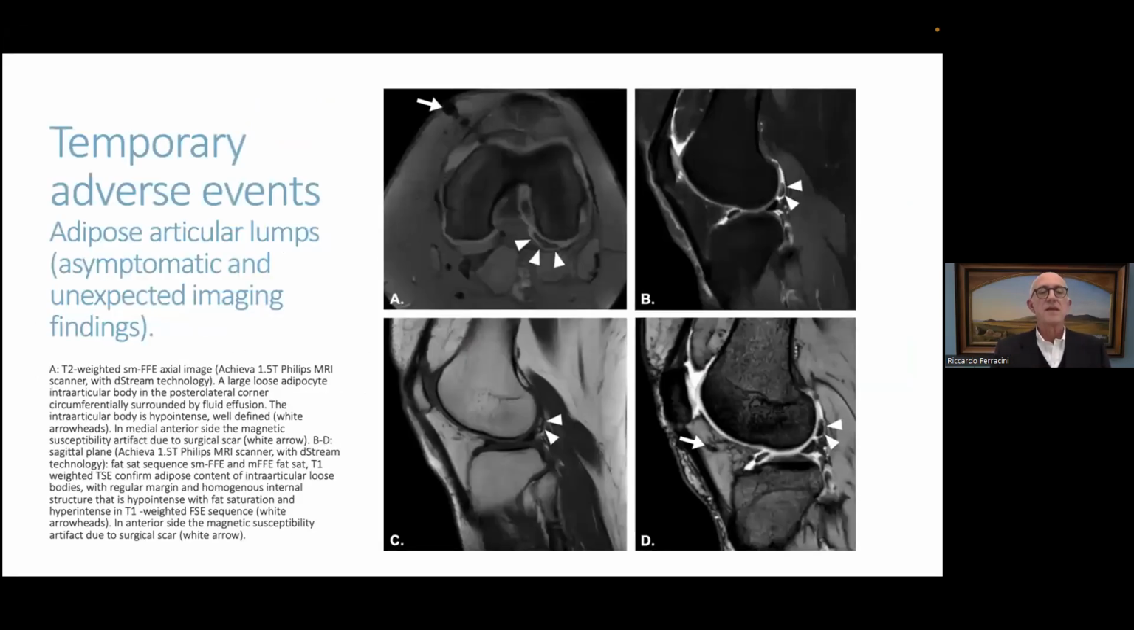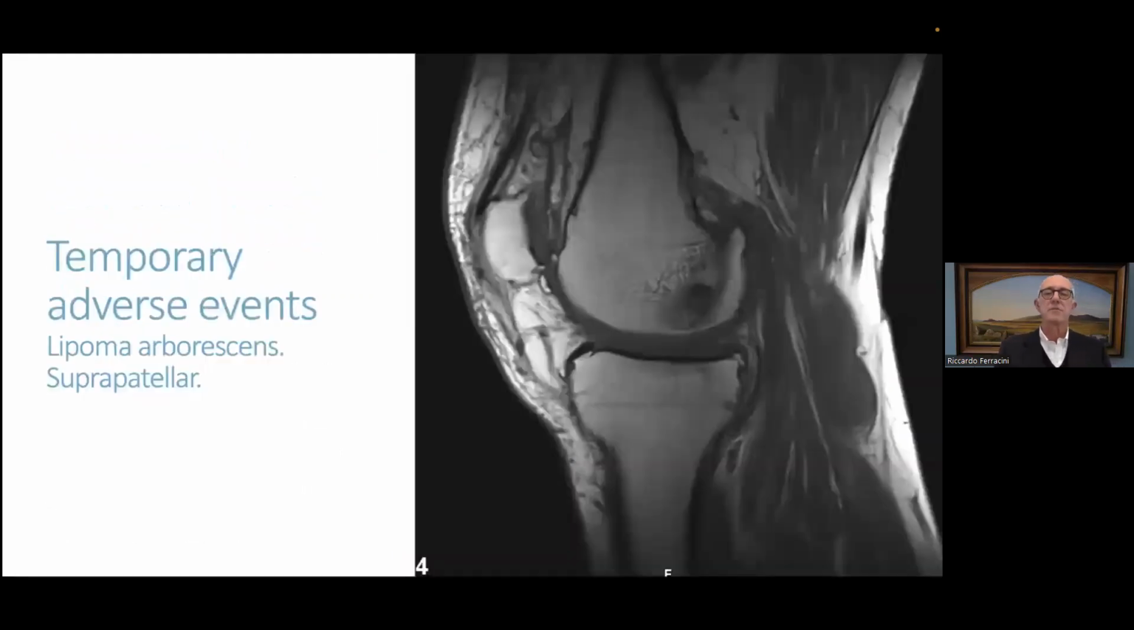Temporary adverse events. We noticed them in asymptomatic patients who were doing imaging for other reasons. One man had a sprained knee after the surgery. He did an MRI, and the radiologist called me and said, there's a lump that I see, I don't know what that is. It was an adipose articular lump. They disappear. In this case, it disappeared in 3 months. We did another 2 MRIs, and at the 3rd MRI, nothing was there anymore.